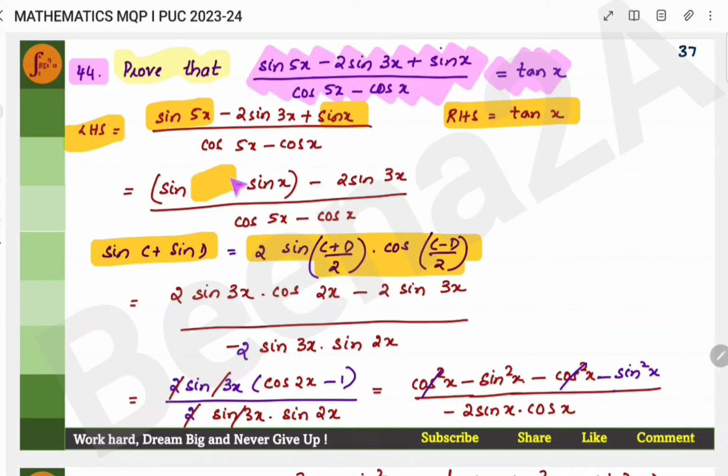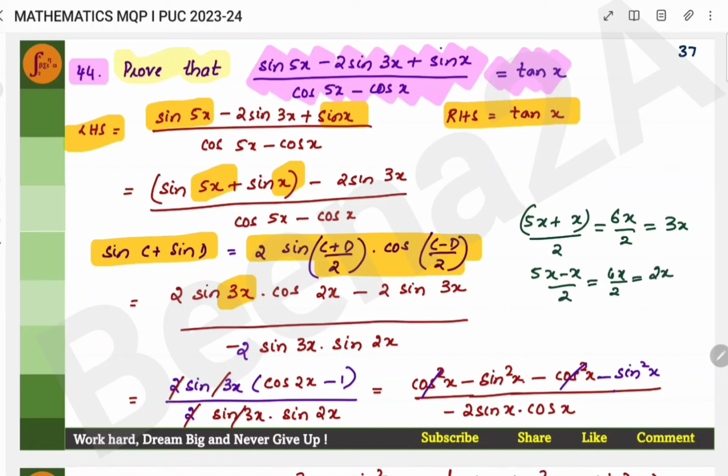So now you will take 5x and x. So 5x plus x is 6x, so you will get 6x by 2, which is 3x. So you have 3x here. Similarly, when you subtract, you will get 5x minus x by 2, which is 4x by 2, which is 2x. So you're getting 2x here, and then you just copy this 2 sine 3x.